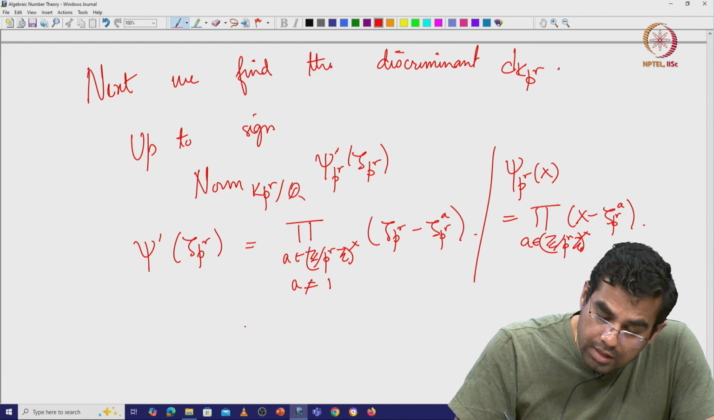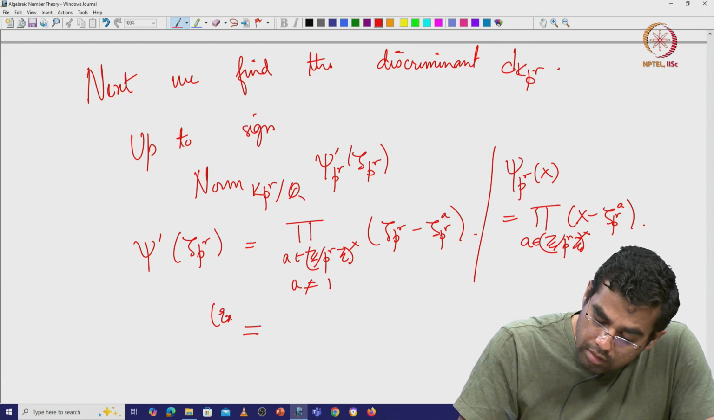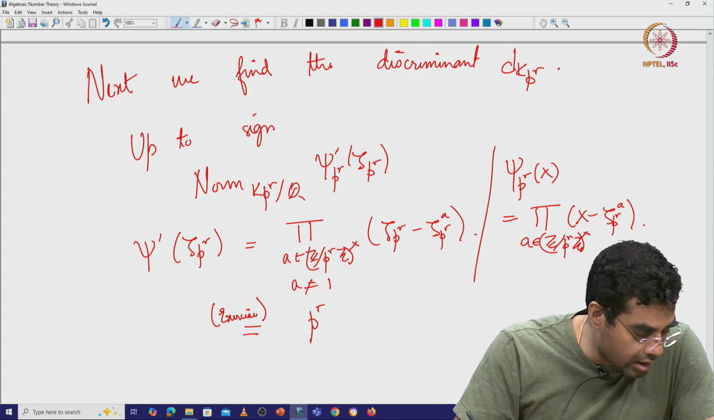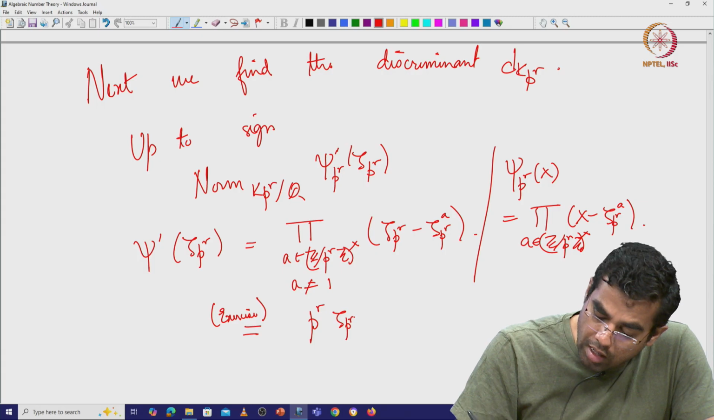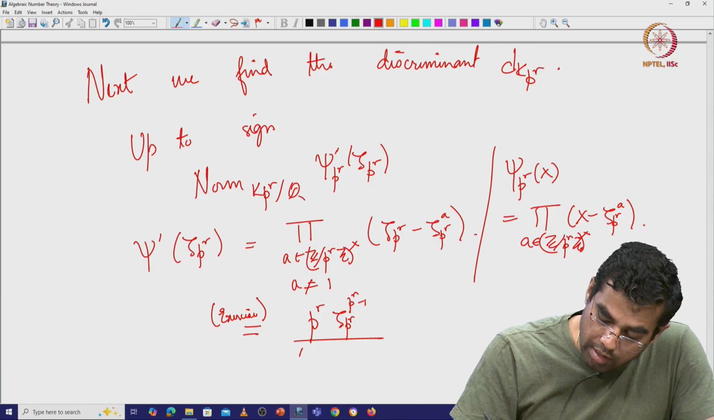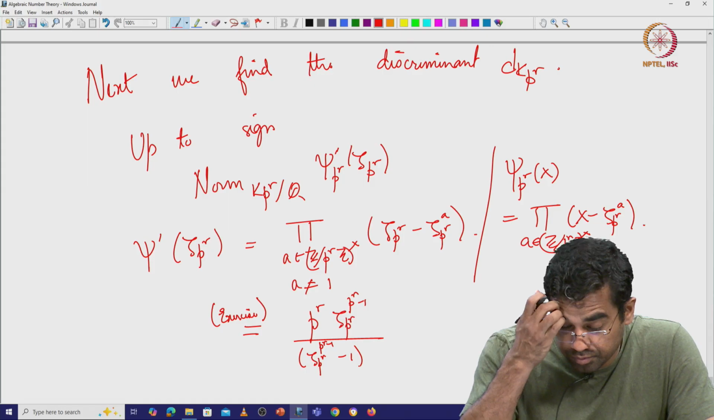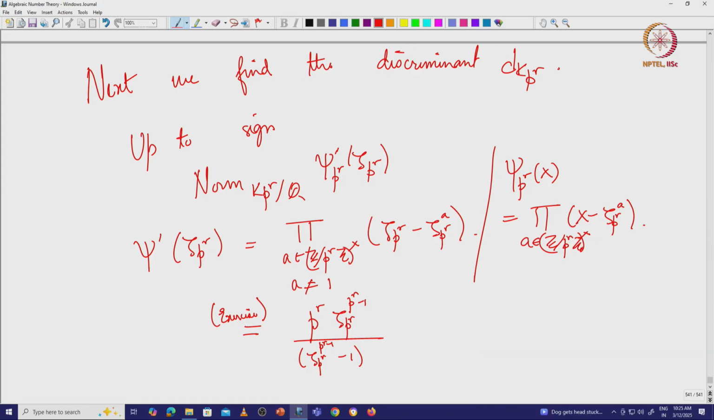And here is a small exercise that you can do. This is precisely p to the r into zeta p to the r to the p to the r minus 1, divided by zeta p to the r to the p to the r minus 1 minus 1. It is just an explicit computation. Next, what we do is find the norm of these things.